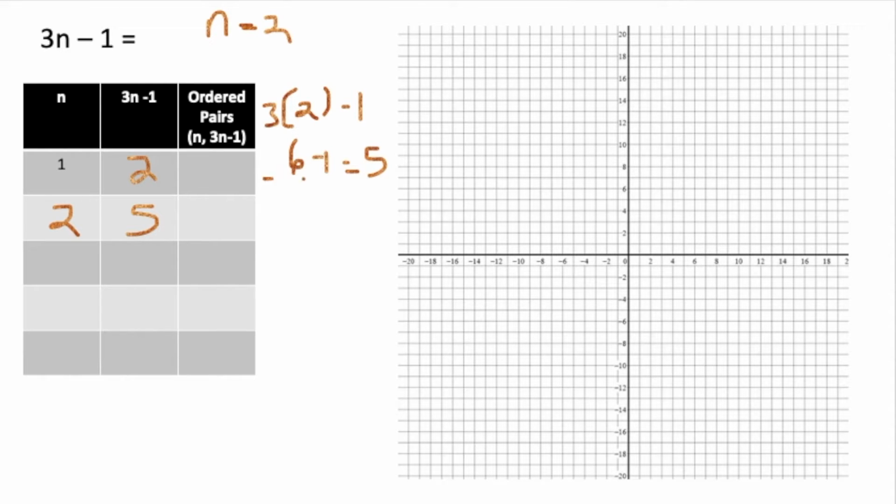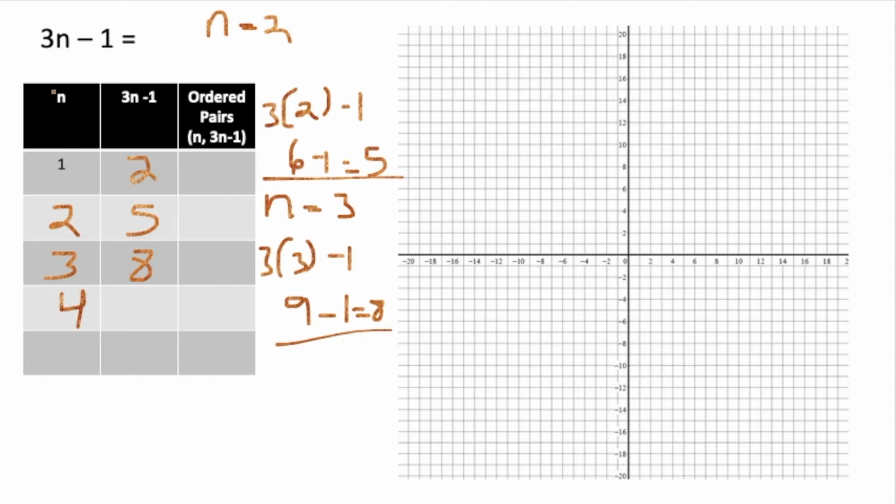And then I'm going to say n is equal to 3. So 3 is going to go here. And then I'm going to find out, so 3 times 3 minus 1, this is 9 minus 1 equals 8. And 8 is going to go here. And I keep doing that. So this is going to be 4, and 4 times 3 is 12, minus 1 is 11, and this is going to be 5, and 5 times 3 is 15, minus 1 is 14. Okay?